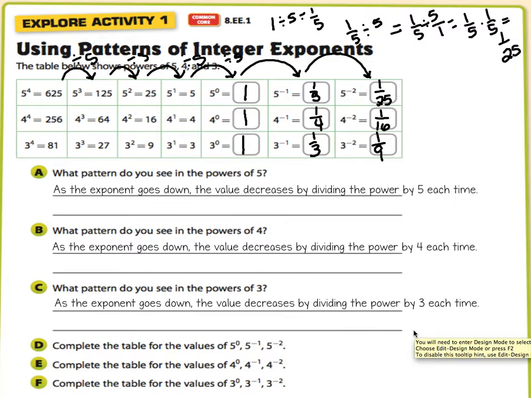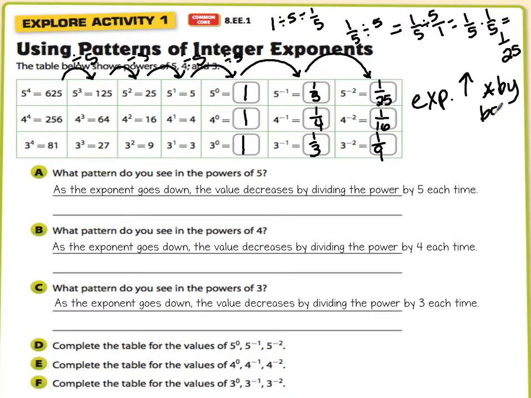All right. So for D, E, and F, it asked us to follow through on the patterns, which we already did. So again, you just have to remember, as your exponent goes up, you multiply by the base. As your exponent goes down, you divide by the base.